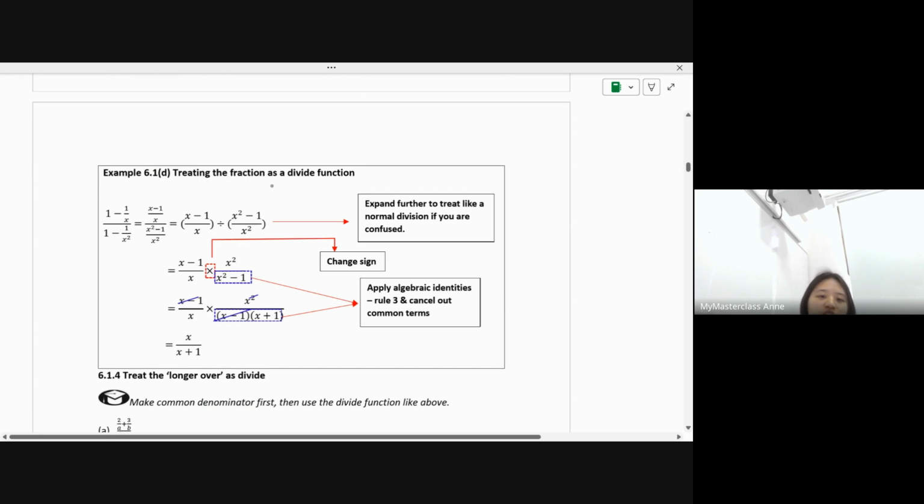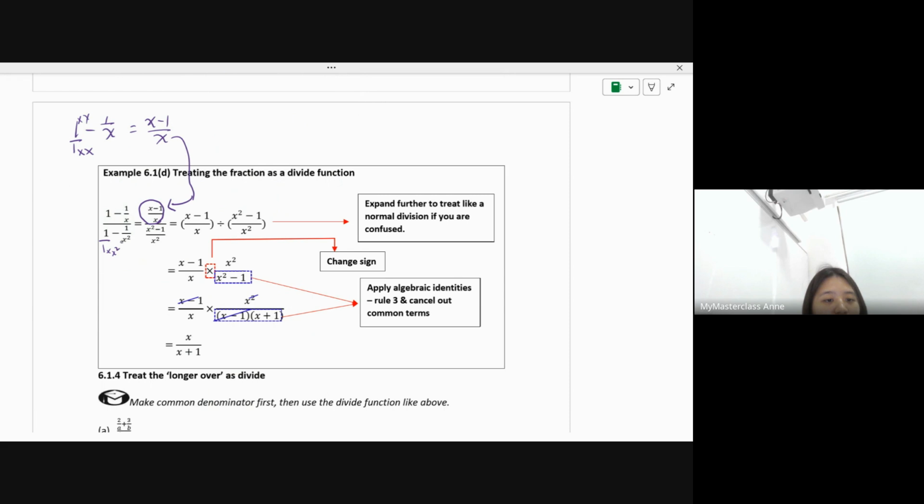Treating the fraction as a divide function, let's observe what the steps are. First, 1 minus 1 over x, I make them into the same denominator. 1 times x times x, so that's why I get x minus 1 over x here. And the below one, the same thing, 1 times x squared times x squared, so I get x squared minus 1 divided by x squared.